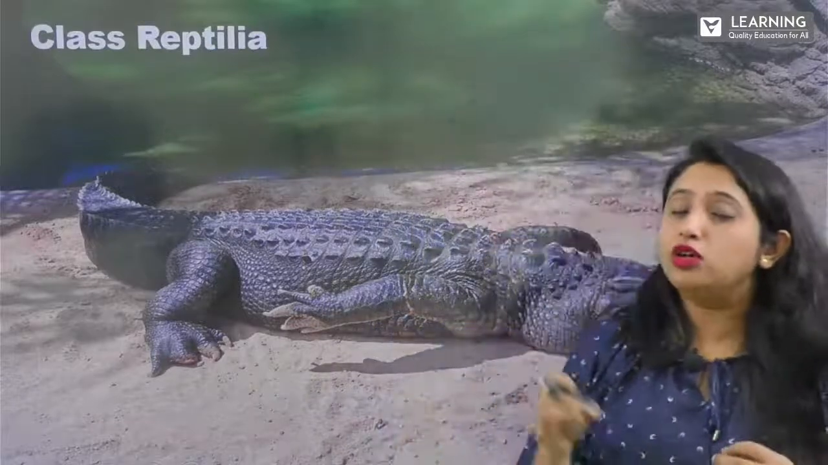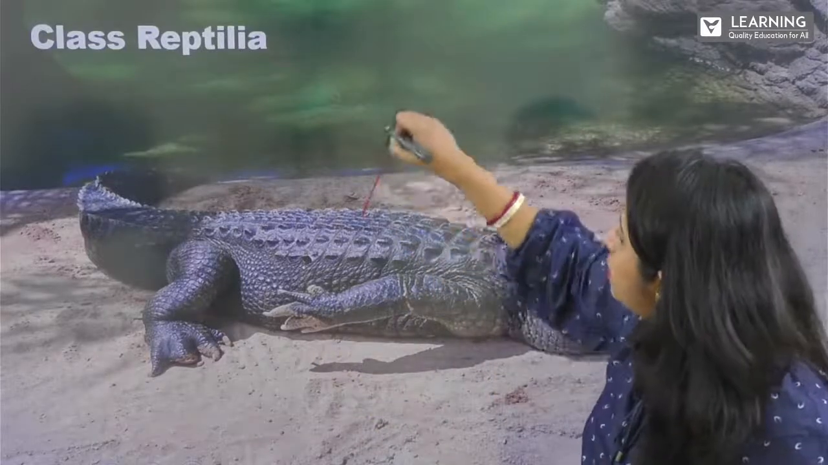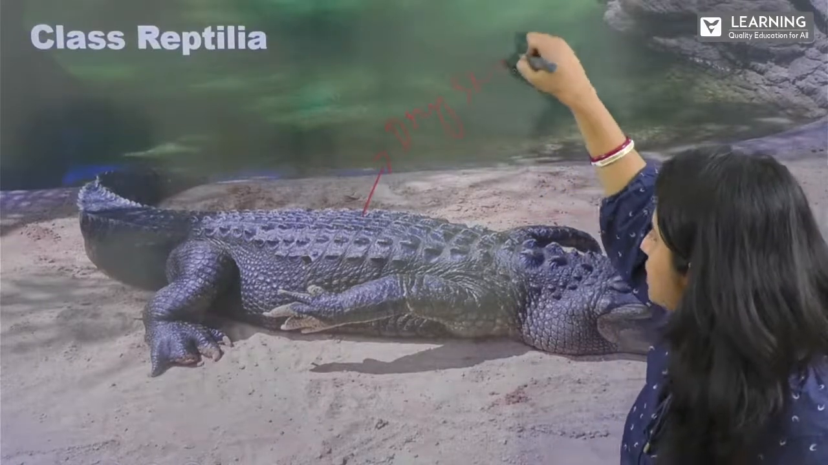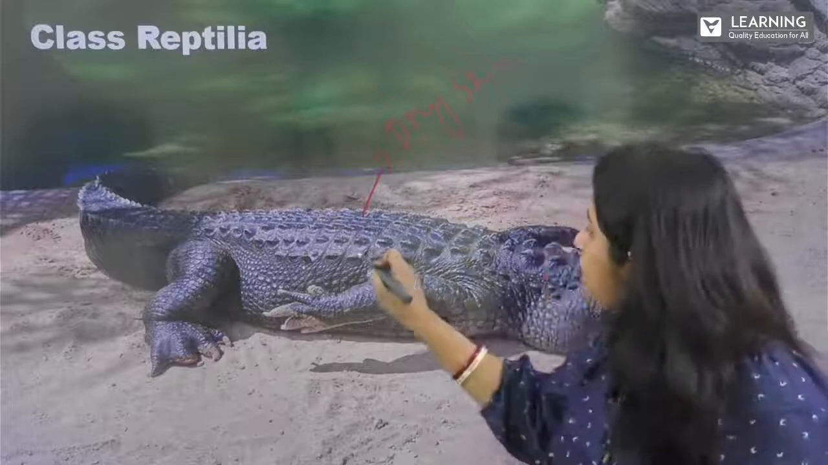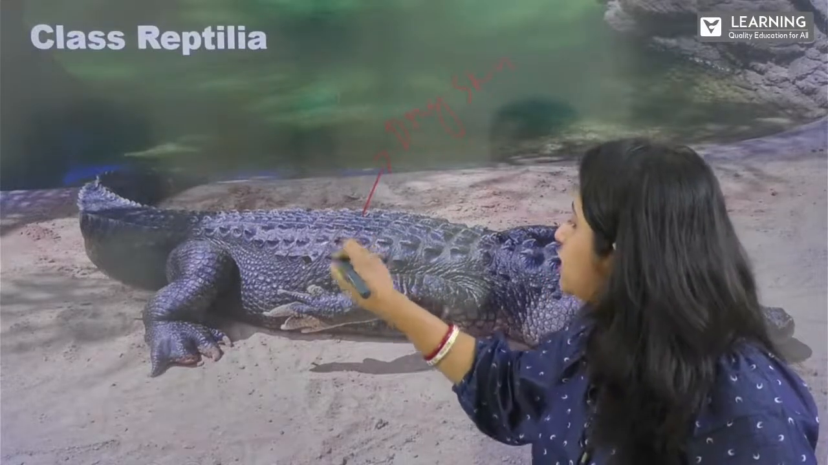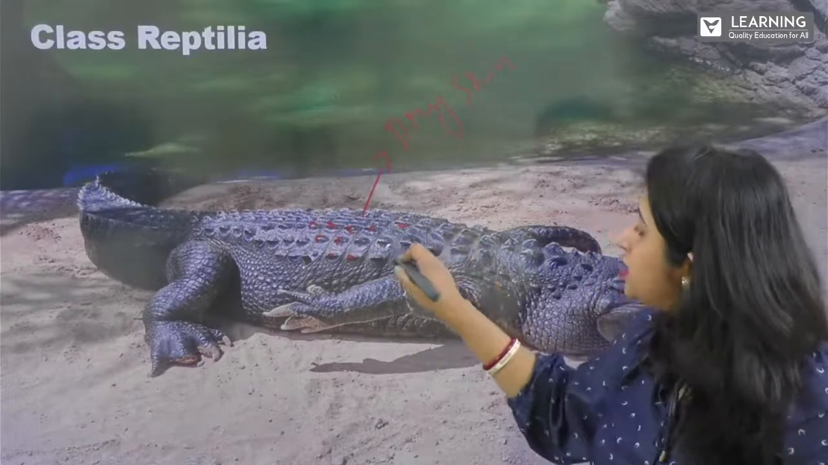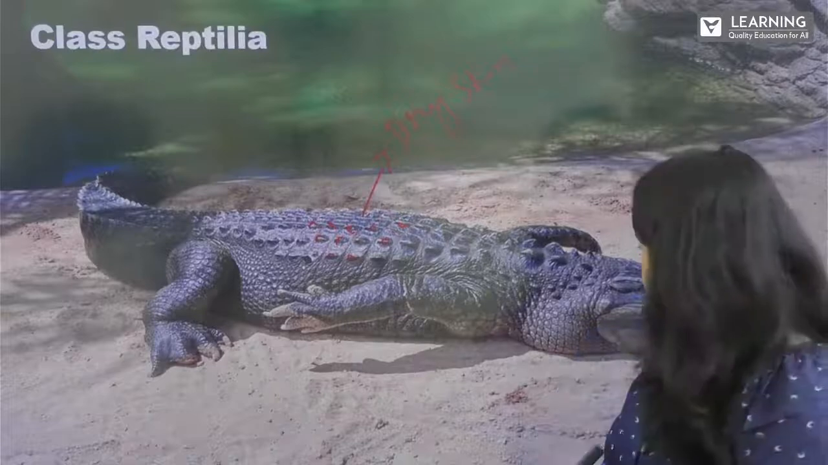So reptiles are also vertebrates. They also have a backbone. Look into this, their skin will be dry, they will be having dry skin. So this is a crocodile, they will be having dry skins. They will be having these spiny structures in their body, and they are made up of keratin, right?